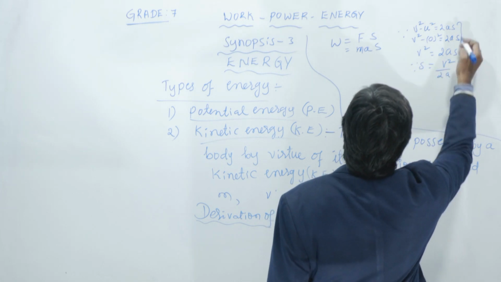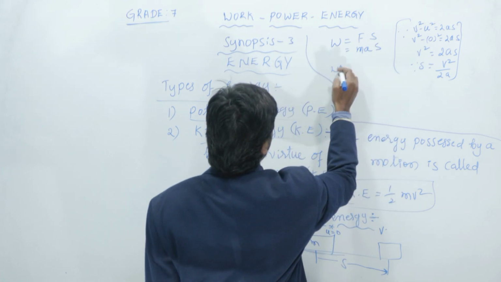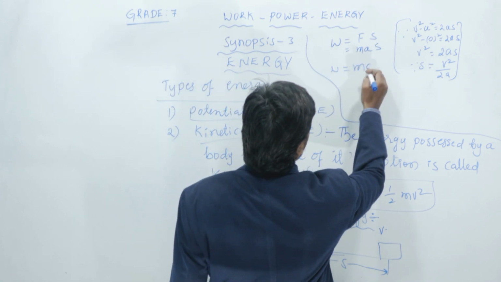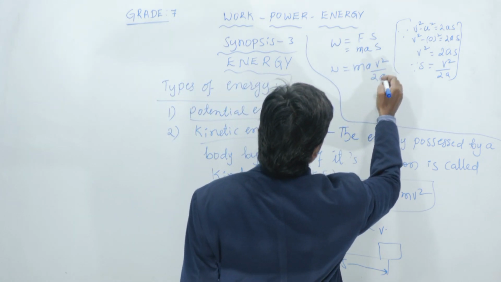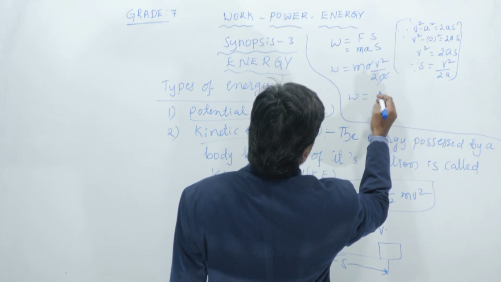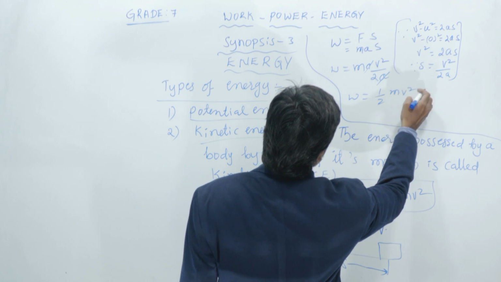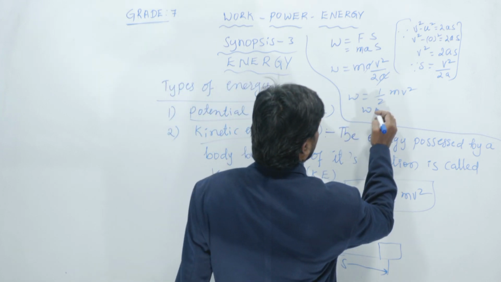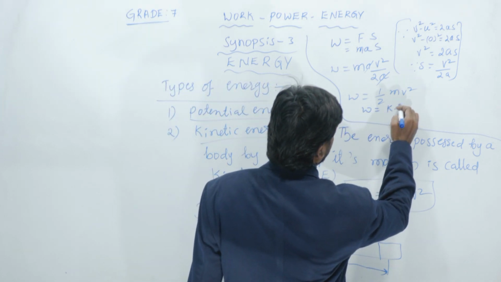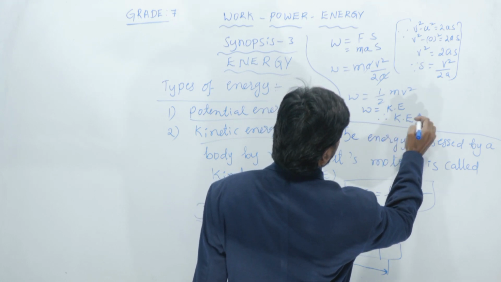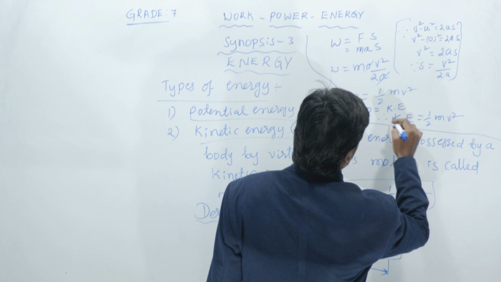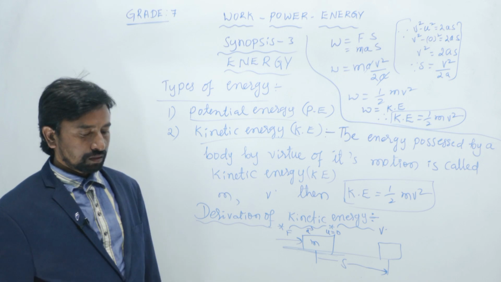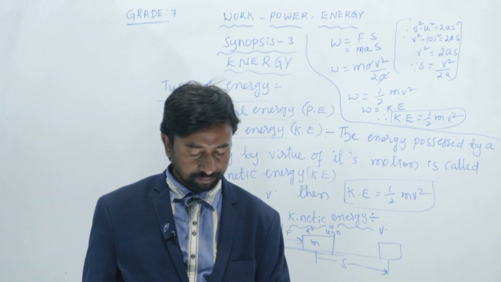Now if we substitute this s in the equation, W is equal to m into a into s, and s is v square by 2a. Now a and a will cancel. The work done will be written as half into m into v square. That work done will be stored in the body as energy, that is kinetic energy. So therefore the kinetic energy expression is half m v square.